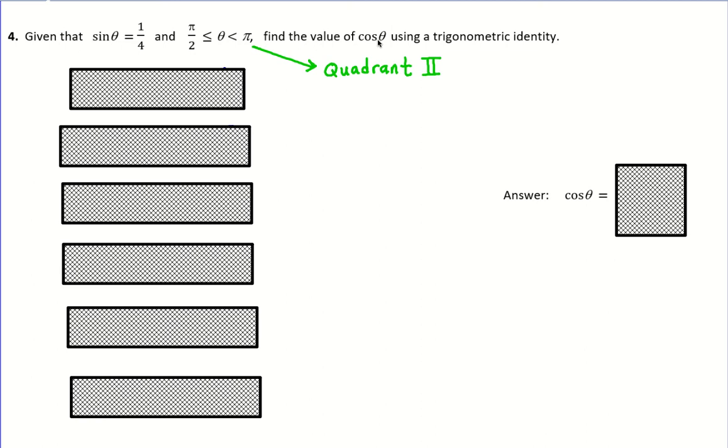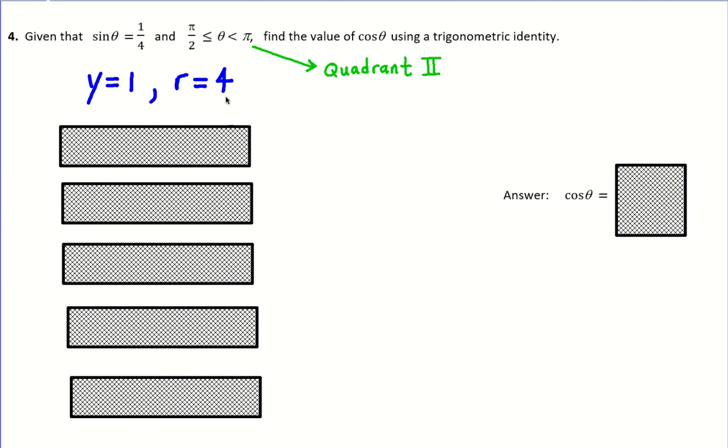Now, the cosine of theta, you should know, is x over r. Again, if you don't know that, you're screwed. So when they're telling you that the sine is 1 over 4, aren't they really telling you that the y value is positive 1, and the r value is positive 4? Remember, your radius is always positive. So r is positive 4, which makes y positive 1. Well, what else do we need? Don't we need x? We need x if we're going to give cosine.